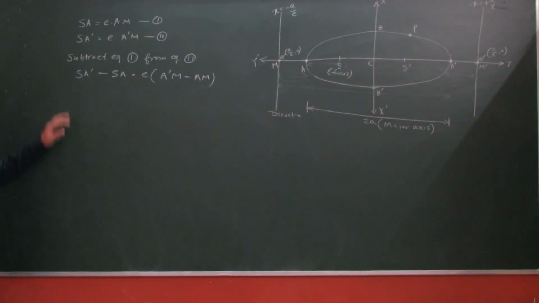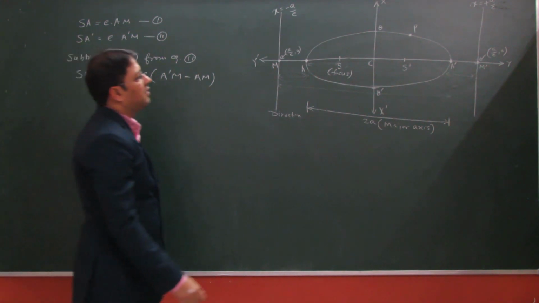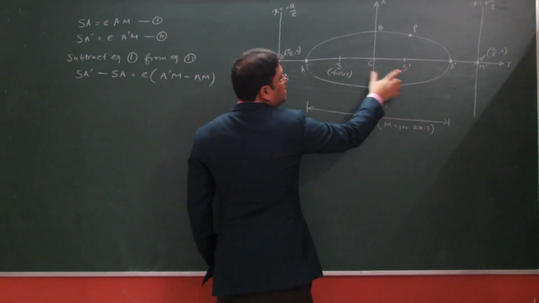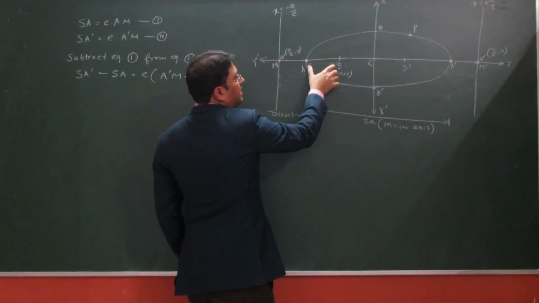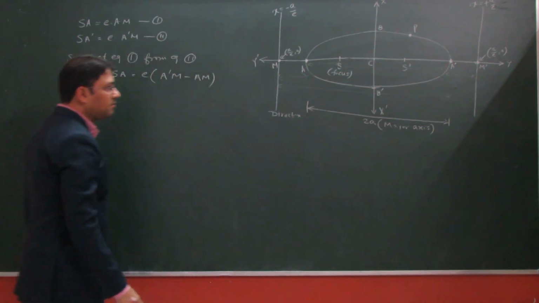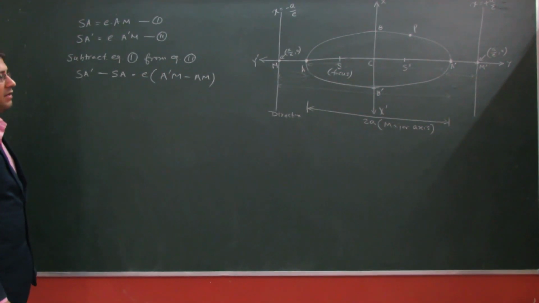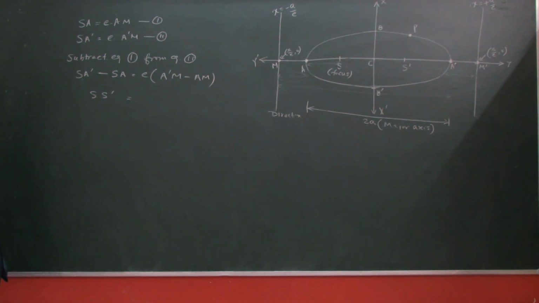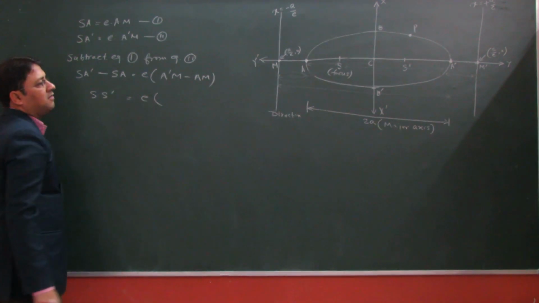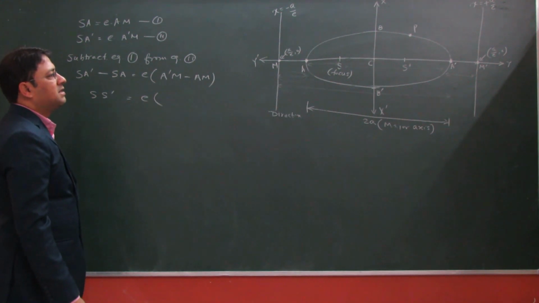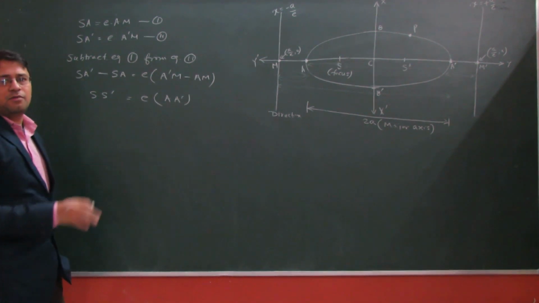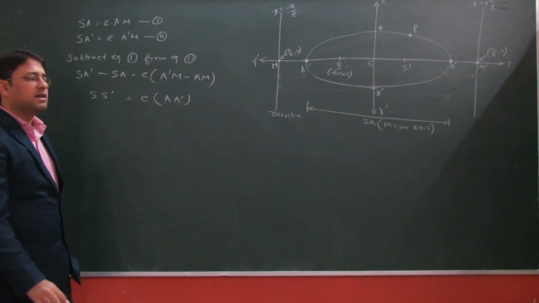Okay, so subtraction. Now SA dash minus SA. You can look at the figure and see that SA dash is this whole distance, and SA is this much. So SA dash minus SA will be equal to SS dash, because AS is equal to S dash A dash. That is equal to E times of A dash M minus AM, that is equal to A dash. You can figure this out from the figure because it is 100% symmetrical on both sides.